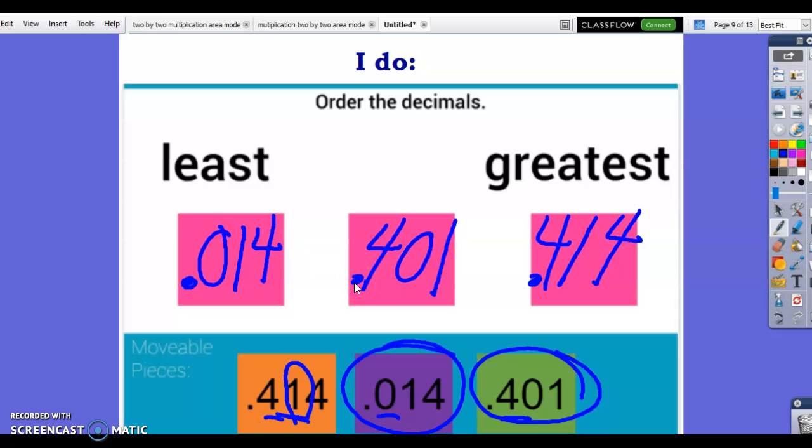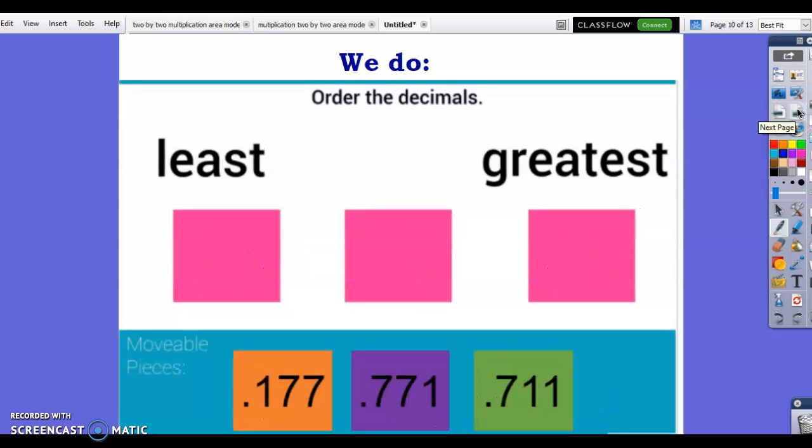Okay, here's a couple that you're going to practice on your own. So you're going to put these in order from least to greatest. Now, again, you're going to be writing them down. So pause the video here. See if you can write them in order from least to greatest.